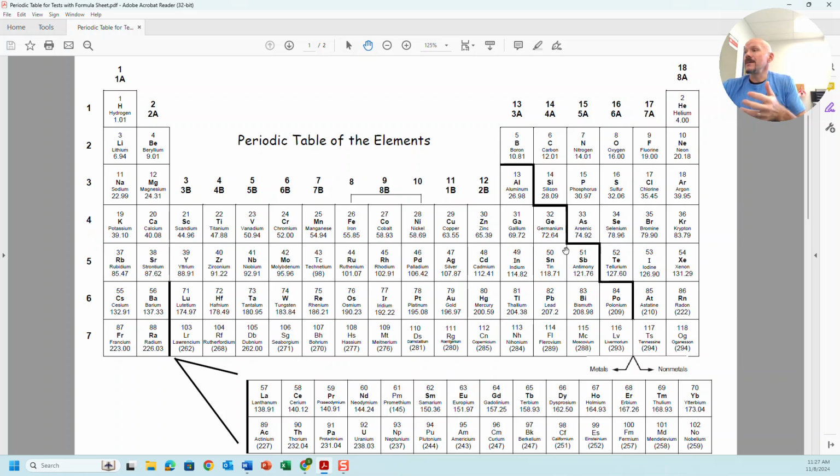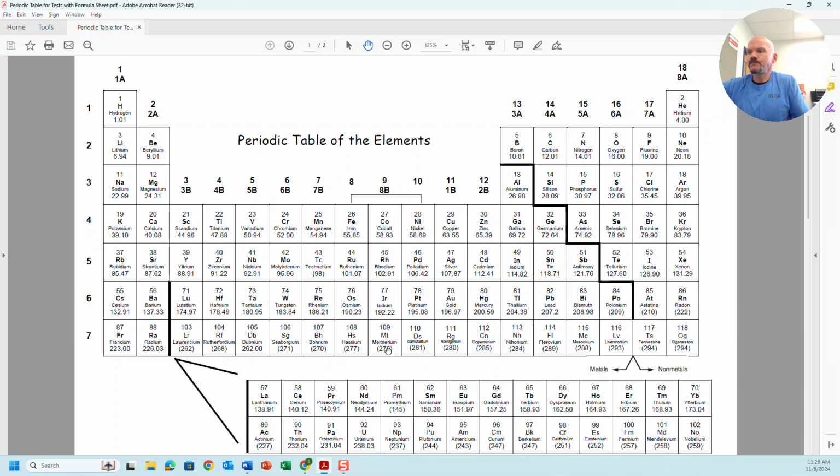What is important is, hey, if I'm on this side of the staircase, the left side, I'm probably going to act more like a metal, so thinking losing electrons. And if I'm on this side of the staircase, I'm going to be more of a non-metal, meaning either gaining or sharing electrons. So arsenic, yeah, it's a metalloid, but when you're thinking about how it's going to react, you're going to think of it more as a non-metal. But germanium, when you're thinking about how it's going to react, you're thinking of it more as a metal, okay?